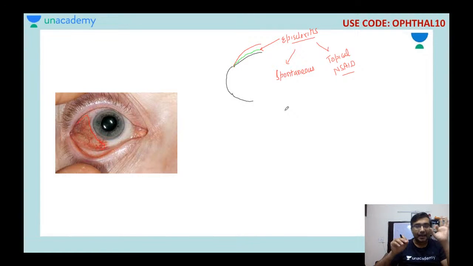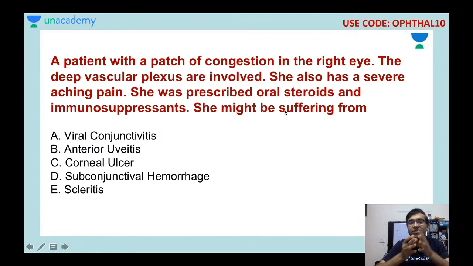So remember, episcleritis is a superficial involvement. Episcleritis can resolve spontaneously. Episcleritis does not have too much pain, just a slight discomfort and foreign body sensation, and episcleritis basically can respond to topical treatment. Okay, these are the features of episcleritis. Then we have the next question.